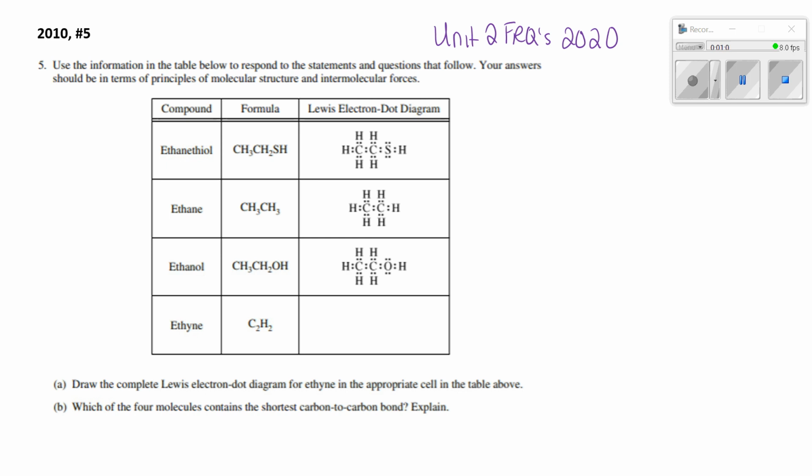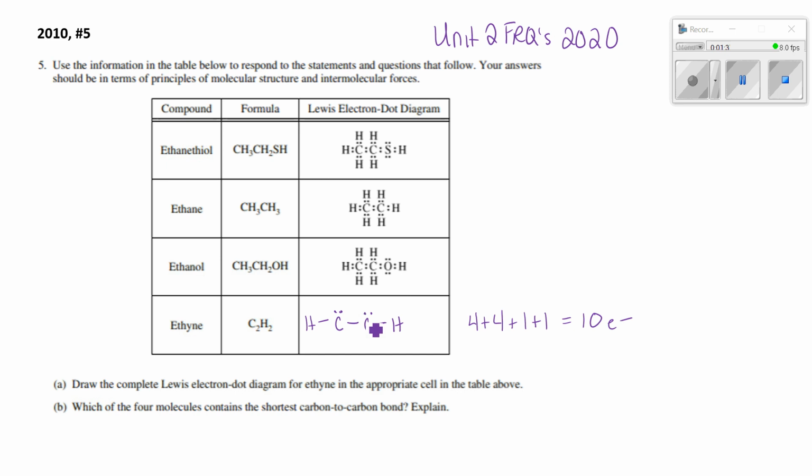Part A, draw the electron diagram in the cell above. So we've got C2H2. If you think about our steps for drawing a Lewis dot structure, which we can review real quick, you add up your valence electrons. Each carbon contributes 4 electrons, each hydrogen contributes 1. So you've got 10 electrons total. Then you start by connecting things with single bonds. At this point, I've only used up 2, 4, 6 electrons. So I'm going to go 7, 8, 9, 10.